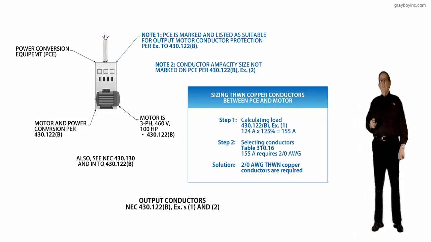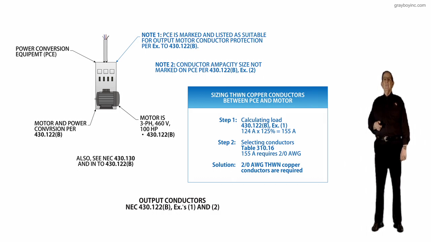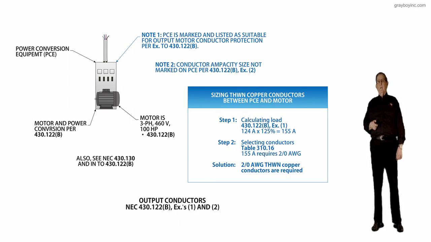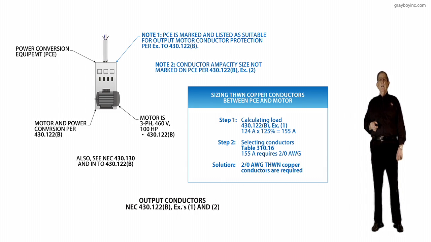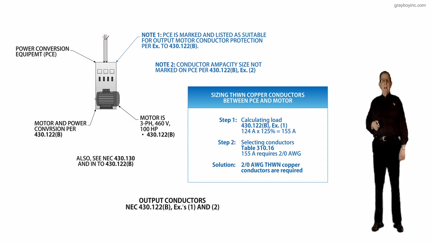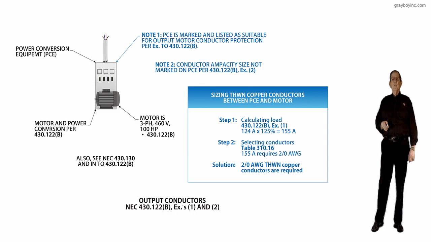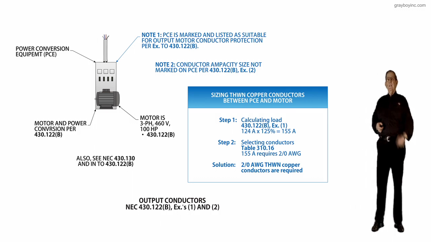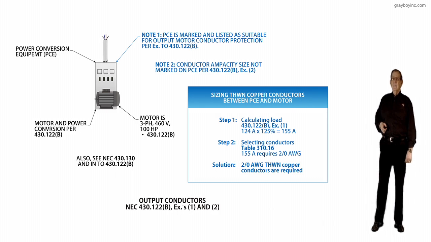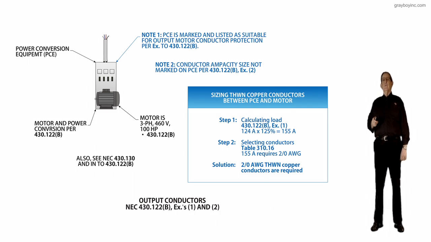And thirdly, the motor is a three-phase 460 volt, 100 horsepower. So we're looking at 430.122B and 430.122A really. And of course, you know, we outline in the NEC 430.130 and the informational note to 430.122B. Now, reviewing the informational notes, let's look at note 1.